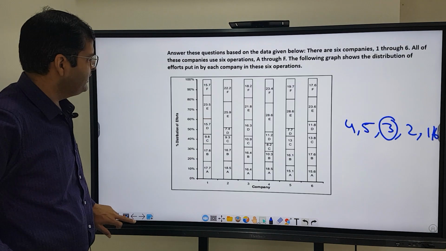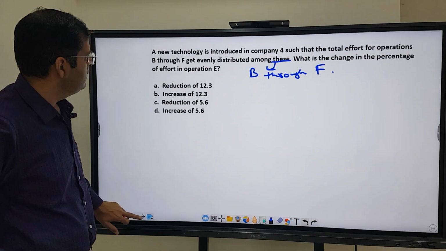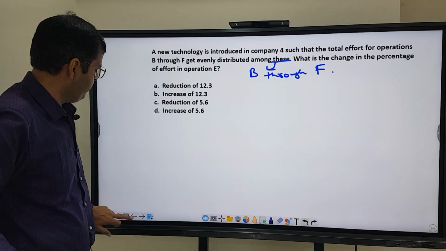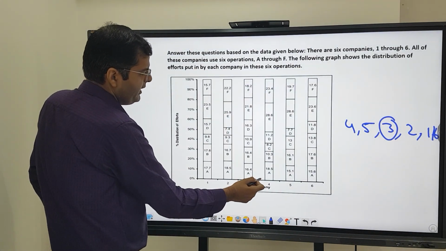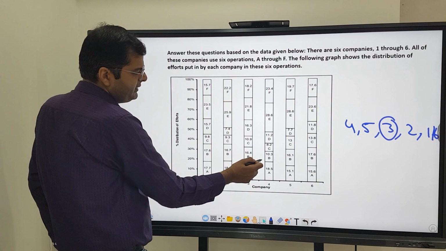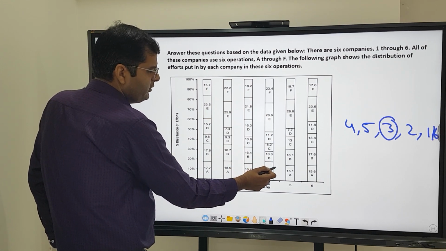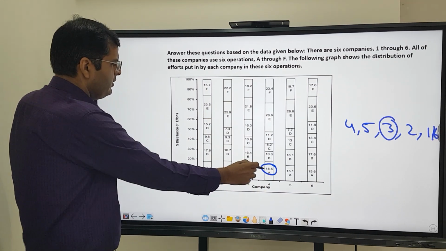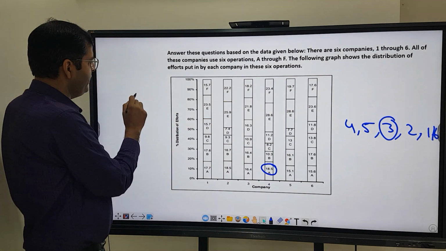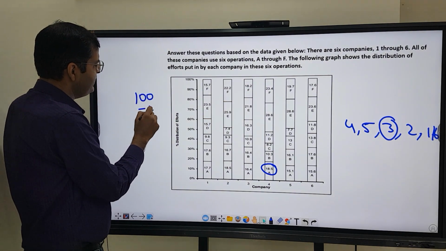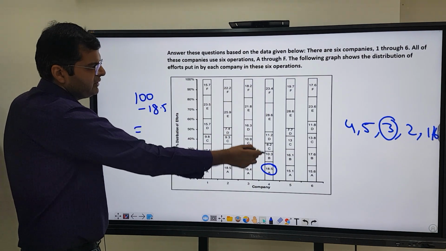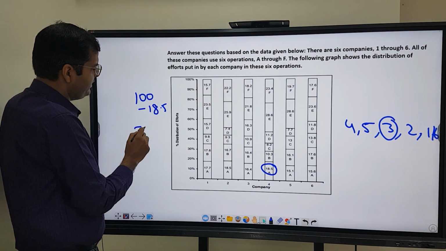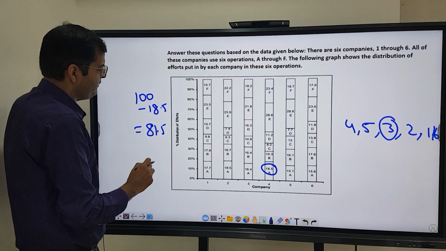So now if you look at it, it is in company 4. Company 4 we have here. Here B through F, that means if I ignore this A, 18.5, what do I get for the effort of B through F? That will be 100 minus 18.5, or you can just add up these things. That will come out to be the same. 100 minus 18.5 is 81.5.